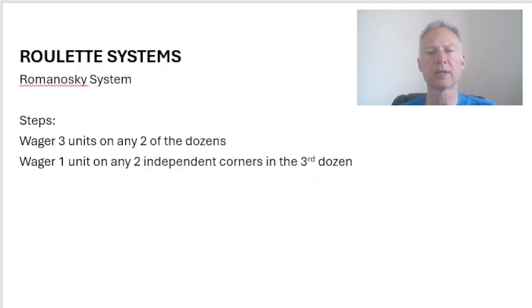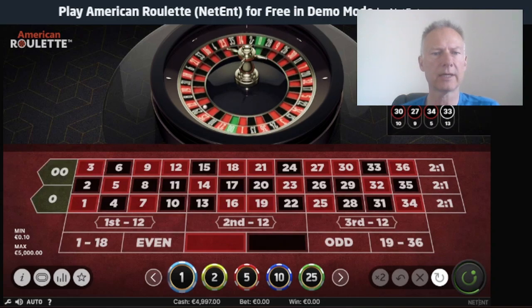And the next system is what we call the Romanoski system. I have discussed the Romanoski system in prior videos, and it's a system where I'm trying to bet 3 wagers on any 2 of the dozens, and then I wager 1 unit on 2 independent corners in the 3rd dozen. And let's take a look at what that would look like.